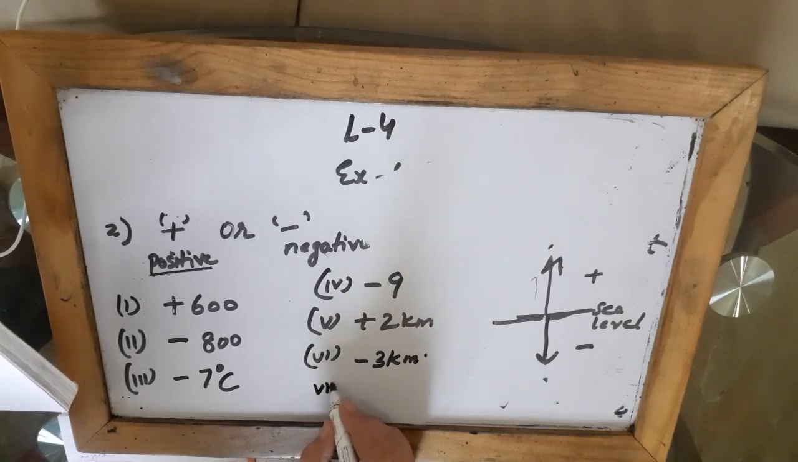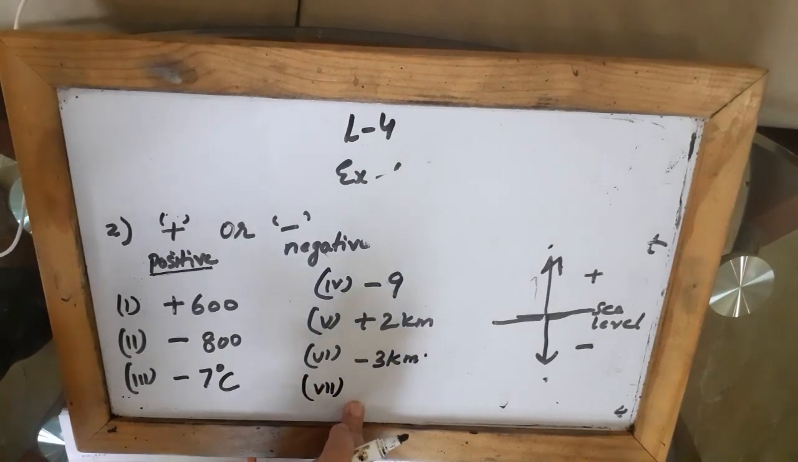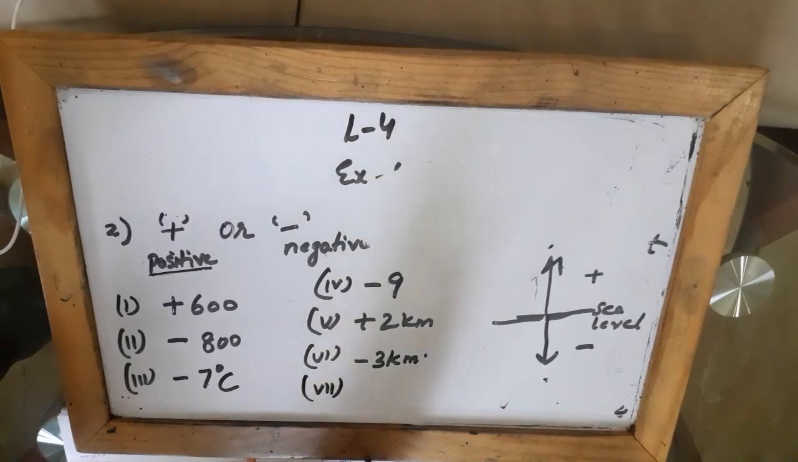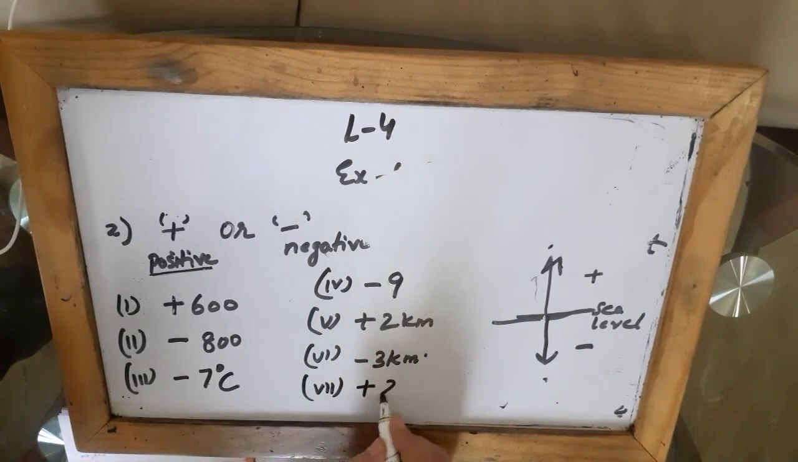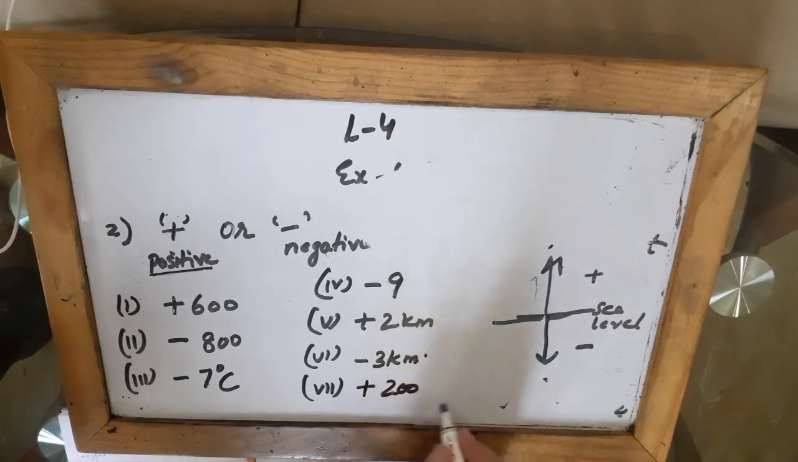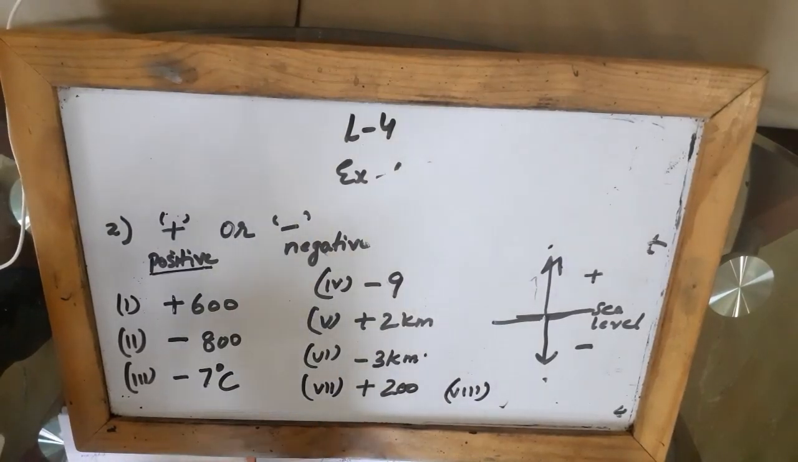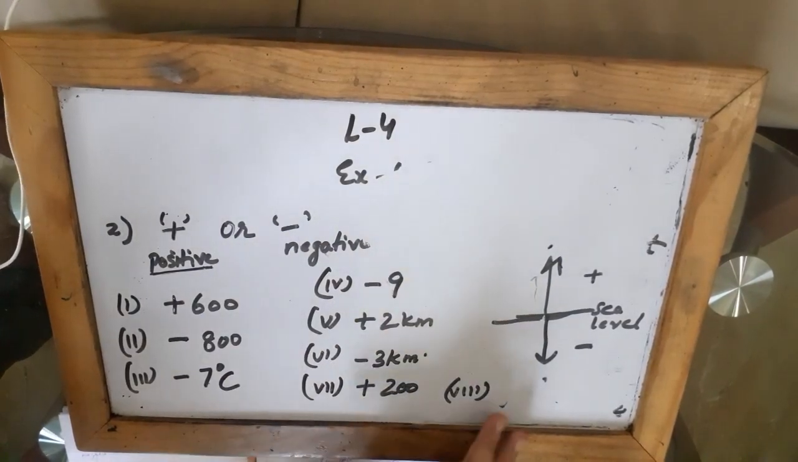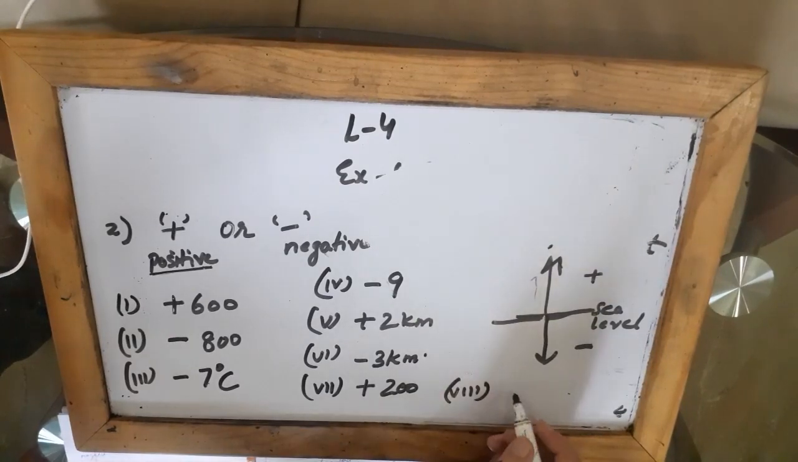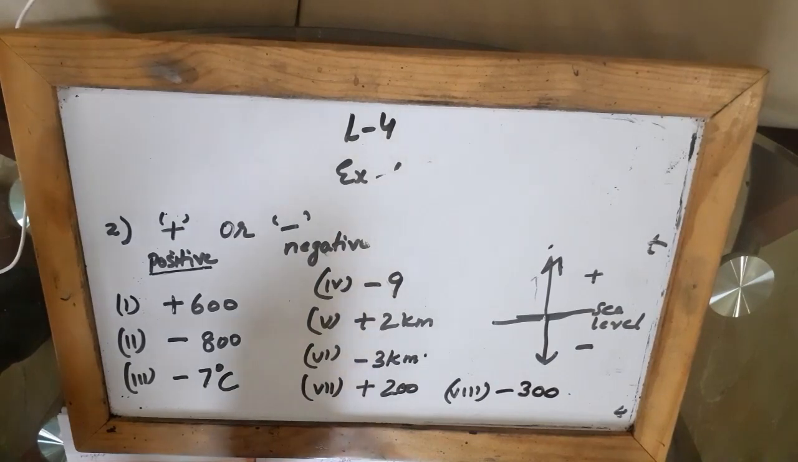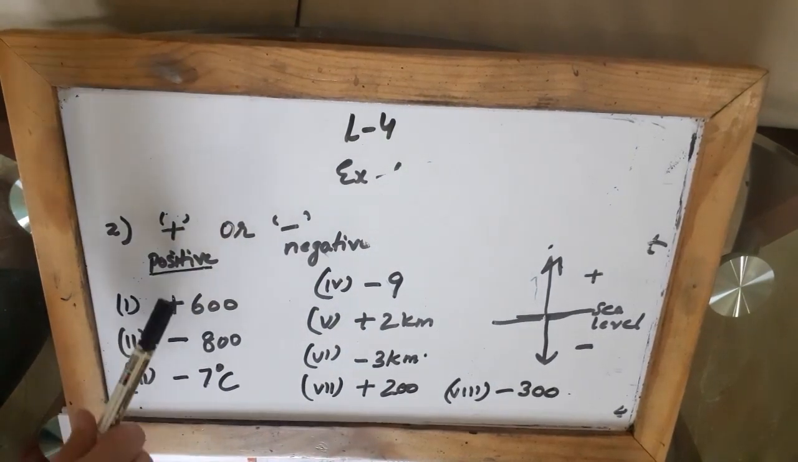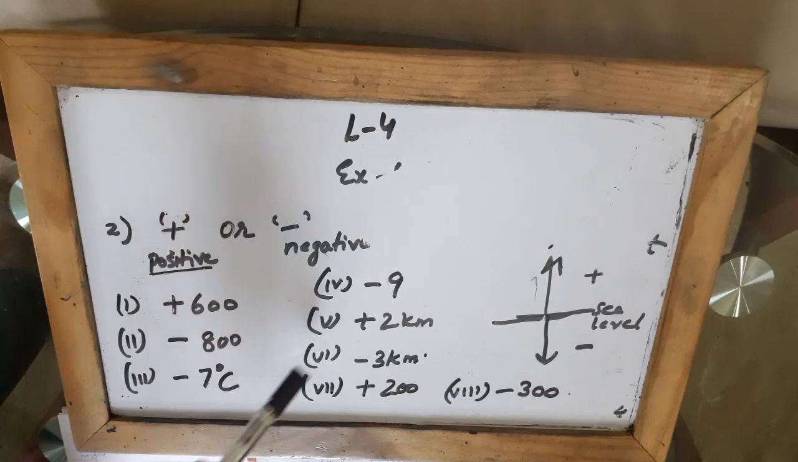Then seventh, a deposit. If I have deposited money in the bank, it means I have plus 200. And if I have a withdrawal, eighth question, withdrawal means nikalna, taking out from the bank. If I have taken out the money, a withdrawal from this bank, it means I will have minus 300. So this is how we use positive and negative integers in our day-to-day life.